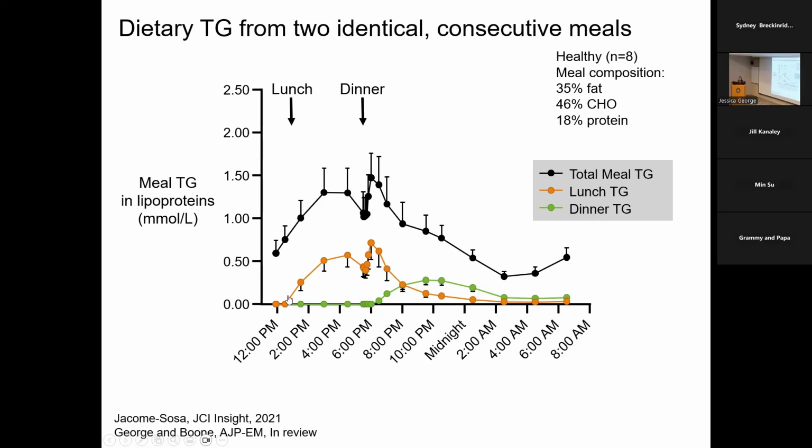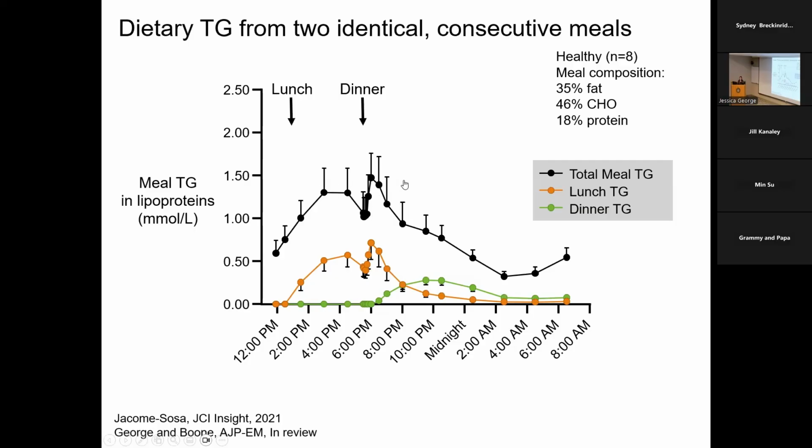In the orange, lunch TG follows a similar pattern until dinner is fed, and at about 10 p.m., dinner has left the FFA pool and spillover from dinner is, sorry, I said that backwards. The orange is lunch, which is gone by 10 p.m., and at 10 p.m., dinner is spilling over in the green. So these two meals were identical.